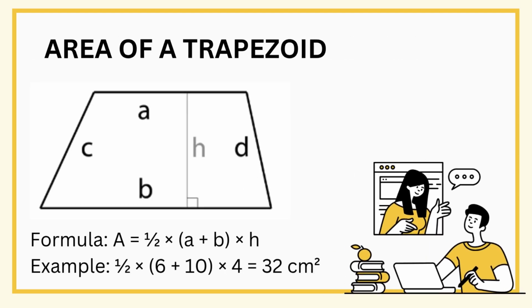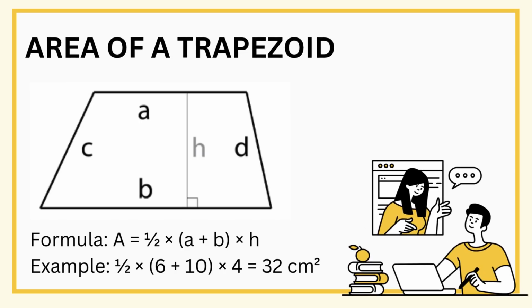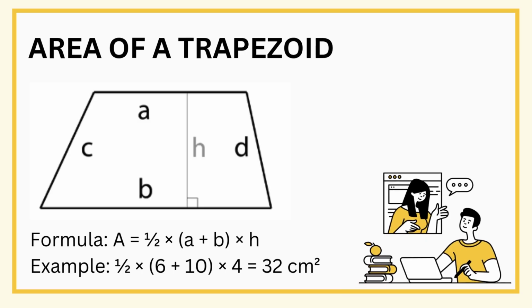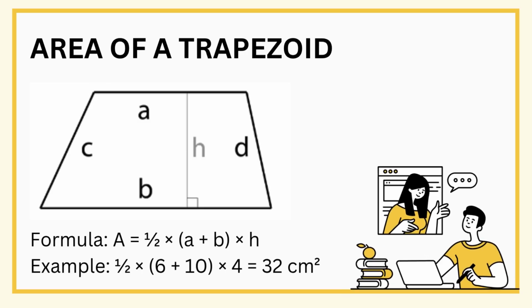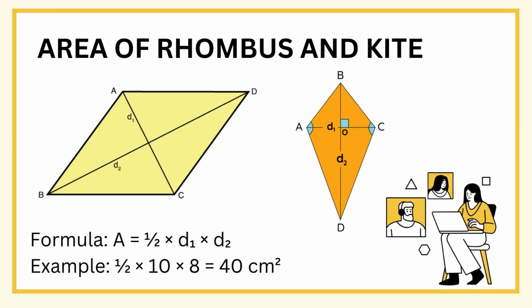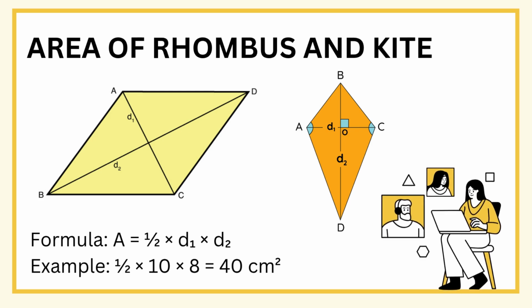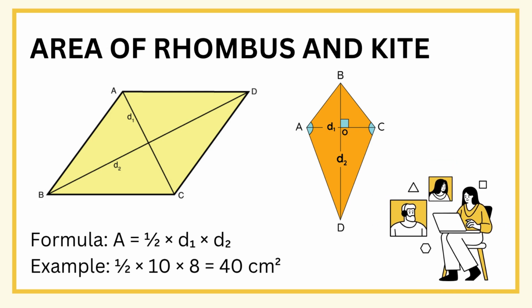To find the area of a trapezoid, we multiply 1/2 times the quantity of side A plus side B, multiplied by its height. Just like in the example, A is 6 and B is 10. To find the area of a rhombus and kite, we multiply 1/2 times the first diagonal times the second diagonal, or just 1/2 times D1 times D2.